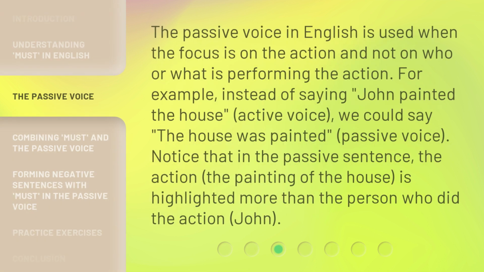The passive voice in English is used when the focus is on the action and not on who or what is performing the action. For example, instead of saying, "John painted the house," active voice, we could say, "The house was painted," passive voice. Notice that in the passive sentence, the action, the painting of the house, is highlighted more than the person who did the action, John.